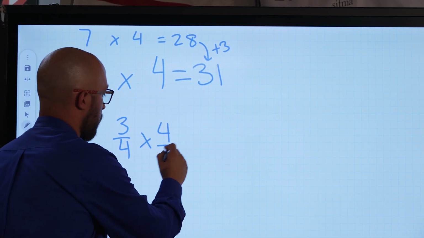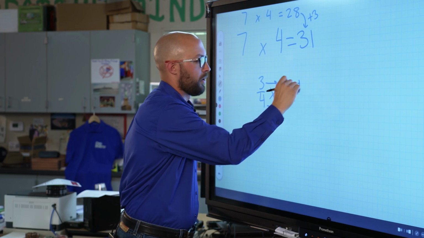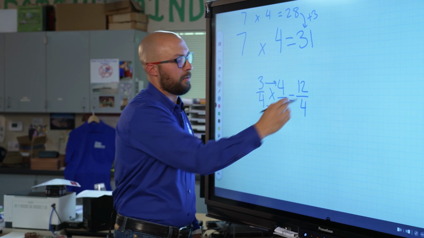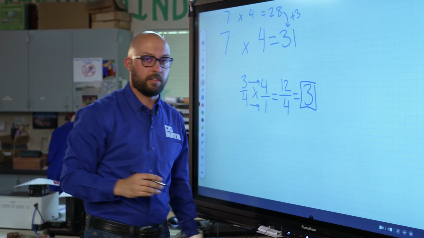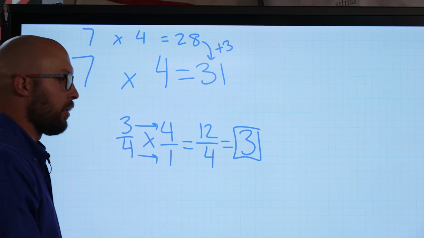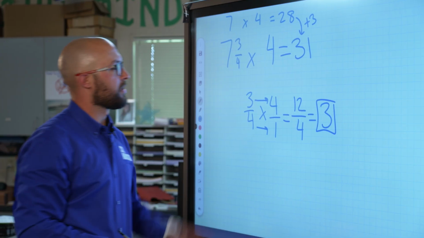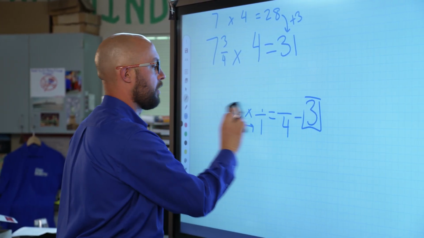4 becomes 4 over 1 for the sake of multiplying fractions. 3 times 4 is 12, 4 times 1 is 4. We can reduce 12 divided by 4 gives us the 3 that we're looking for to increase in value. So instead of 7 and 1/4 to give us an additional 1 unit, now we're going to do 7 and 3/4 to give us the additional 3 units. Let's multiply it out and double check.